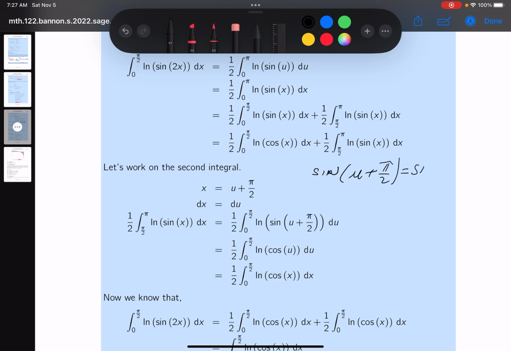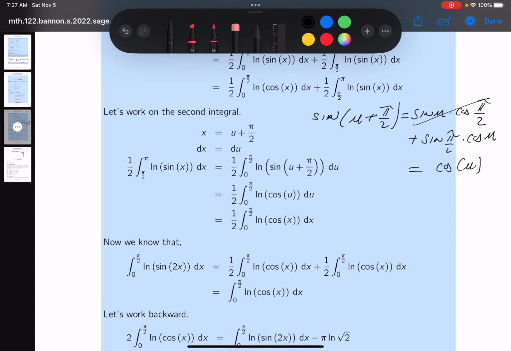I'll write this over here as sine u times cosine pi over 2 plus sine pi over 2 times cosine of u. Well, the cosine of pi over 2 is 0, so this term disappears. And the sine of pi over 2 is 1, so this turns out to be just the cosine of u, all right? And that's where I have this written over here, by the way. So we just jump from this to that.